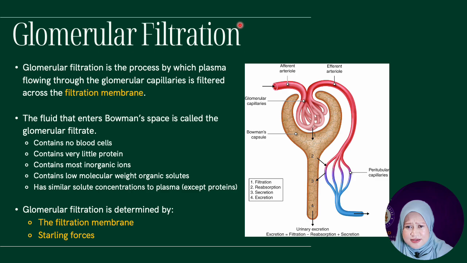So now the question is, what determines how much gets filtered? Filtration depends on two major factors. First, the properties of the filtration membrane, its structure, permeability, as well as selectivity. Second, the pressure difference across the glomerular capillary wall, what we call Starling forces.